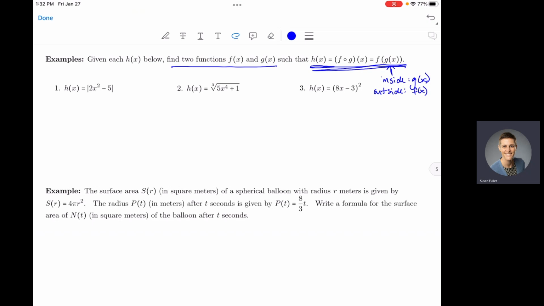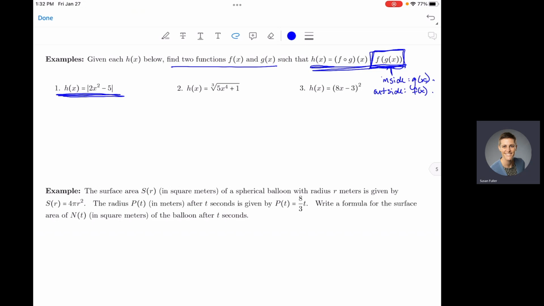I don't recall if ALEKS switches the location of f and g in its problem types for this specific topic, or if it's always going to be f of g of x. So as you're doing it, just make sure you pay attention to this notation and which function is your inside function and which is your outside function, because the way that they're labeled will affect how you input your answer. But basically, we're trying to figure out what the inside function is and what the outside function is so that when we compose them, we end up with the function that we're given.